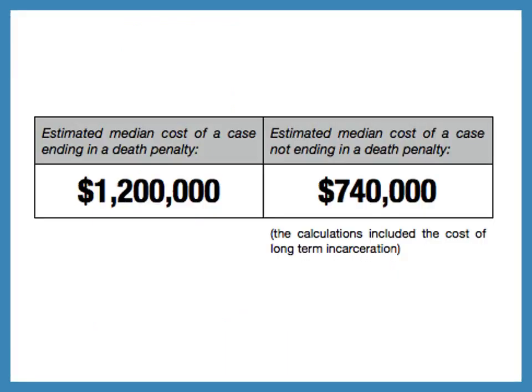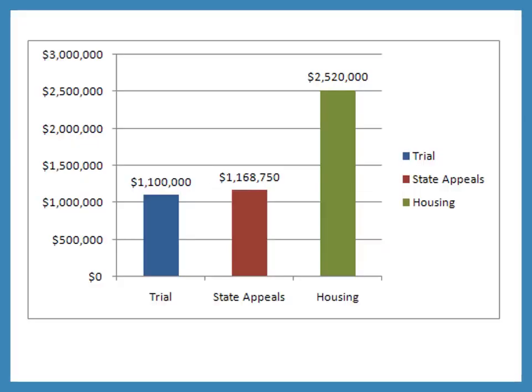A case with the possibility of the death penalty costs an average of $1.26 million versus a case in which life without parole would only cost $740,000. If the government gave all the condemned life without parole instead of death, that would automatically save California $170 million instantly. This shows how much the total of housing, state appeals, and trial of the inmates cost. If you add it all up, it's about $5 million.